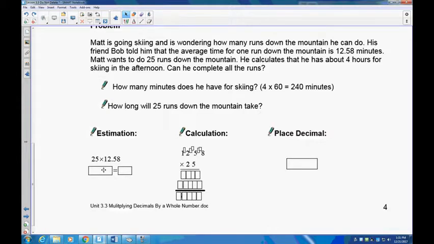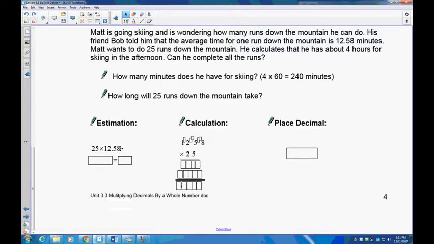So we know that there's 12.58 per run, and he wants to do 25. So I'm going to have to do some math here on my estimate. I'm going to keep the 25, and I'm going to multiply it by 10. So I'm going to have here 250. So I'm estimating about 250 minutes it's going to take him to do his runs. So we'll see what happens here. All right, so I'm going to zoom in.